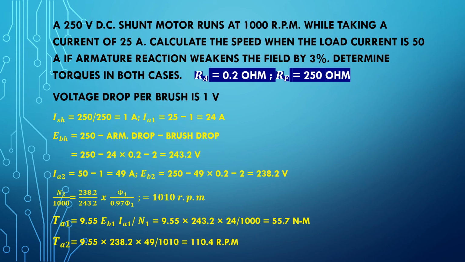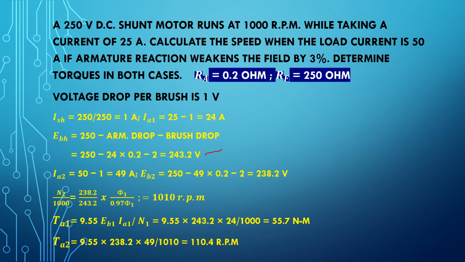To find the voltage, E sub B1 is equal to 250 volts minus the arm drop minus the brush drop. So this is equal to 250 volts minus 24 times 0.2, which is the arm drop, and minus 2, which is the brush drop. So it's equal to 243.2 volts.